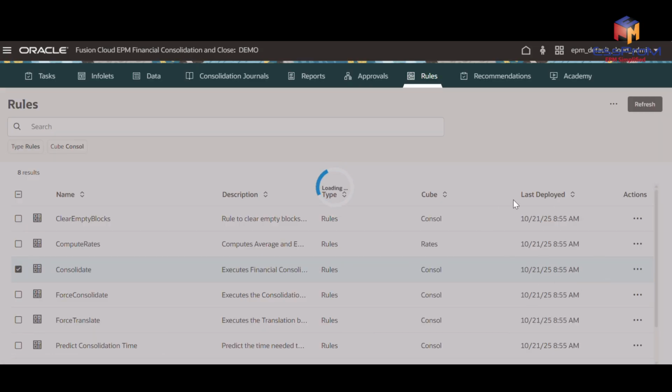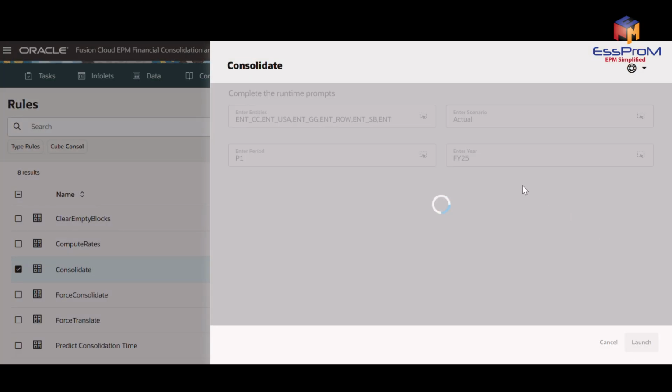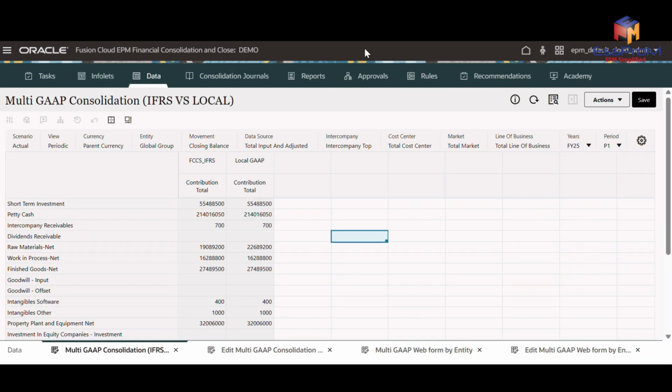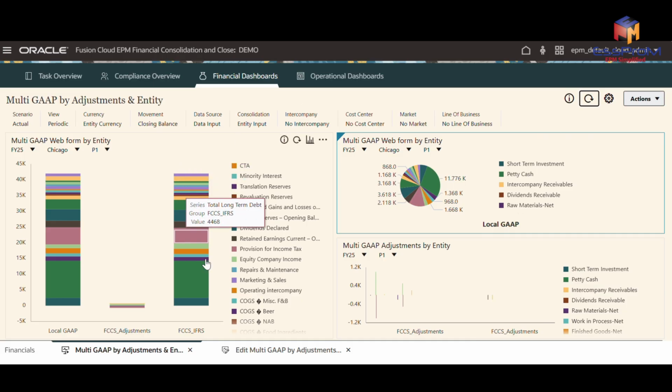Now we can see the data has rolled up to the global group in this web form, where we can see the global group consolidated with both IFRS and local GAAP. Let me now take you to the dashboard, where we can see the multi-GAAP adjustments by entity clearly.